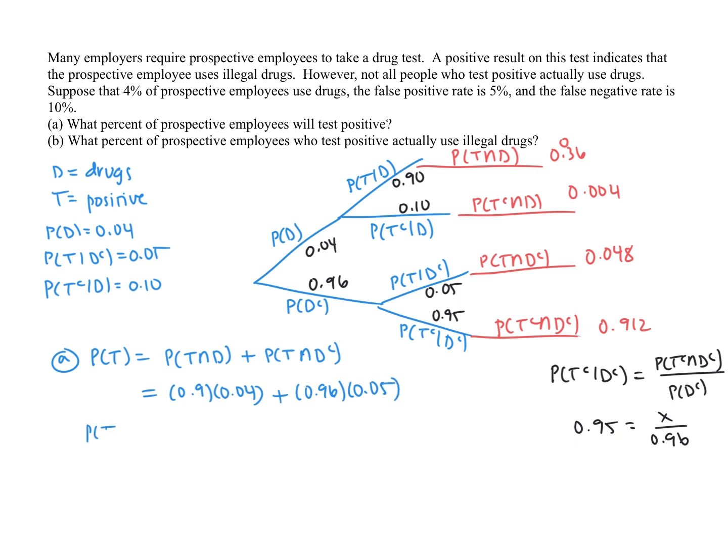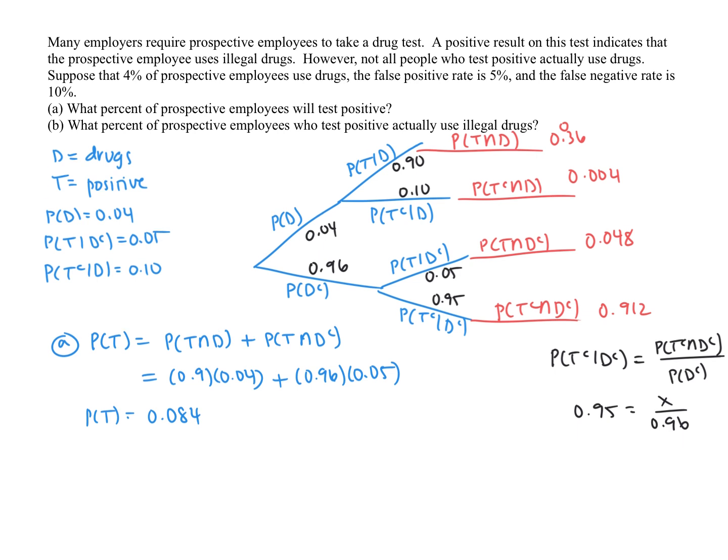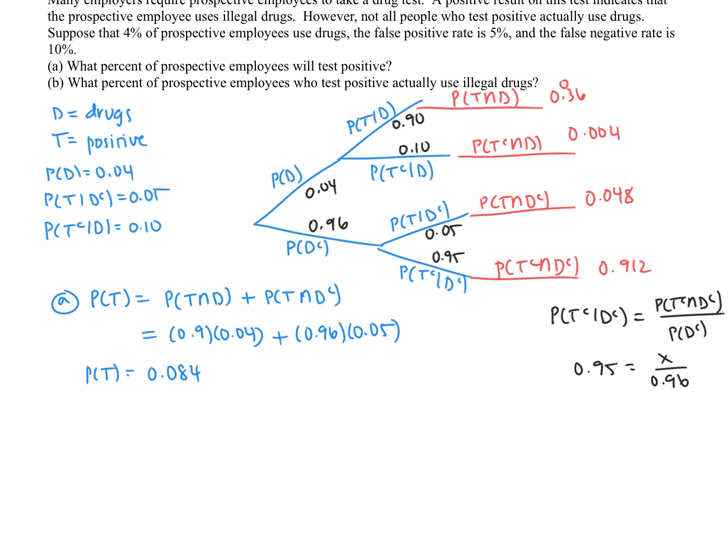So the probability then of testing positive is 0.084. That's not the final answer though. And why? It says a percentage. Very good. So about 8.4% of employees are going to test positive. Okay on that?